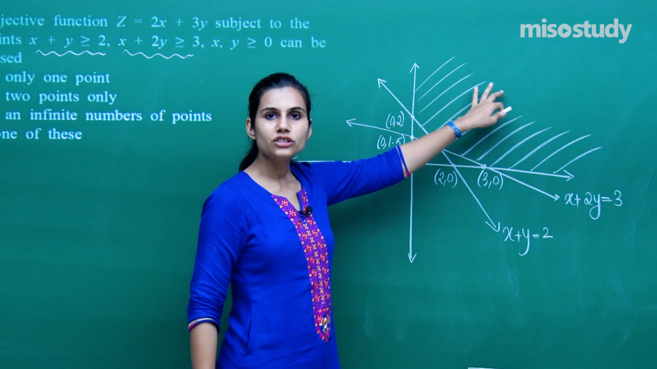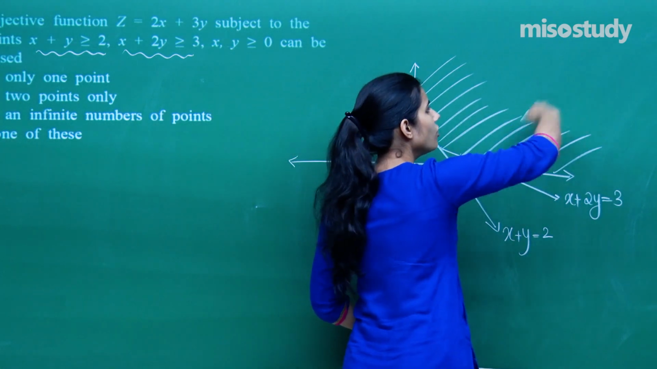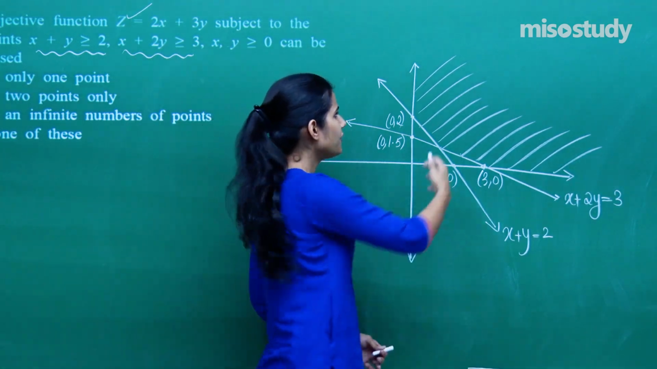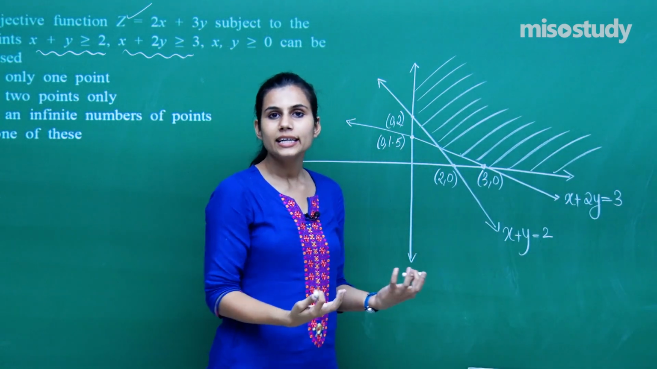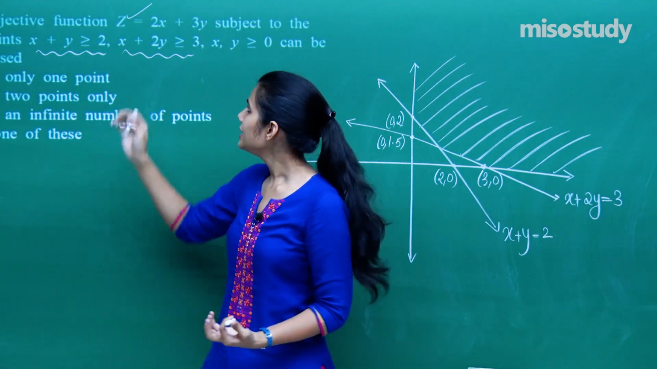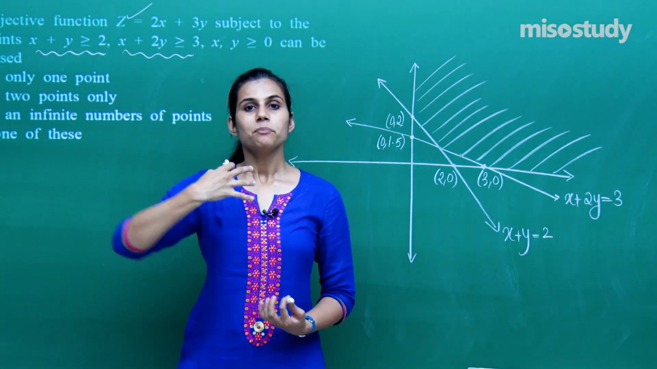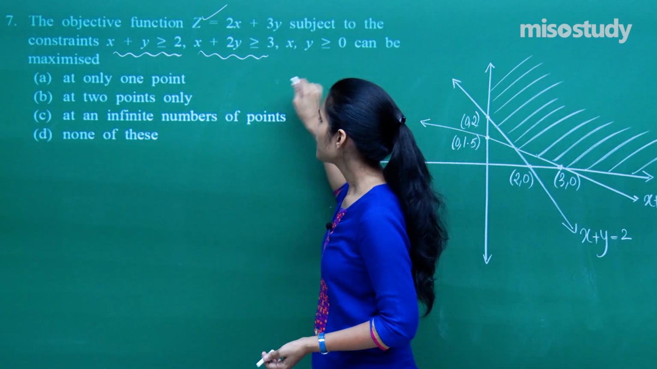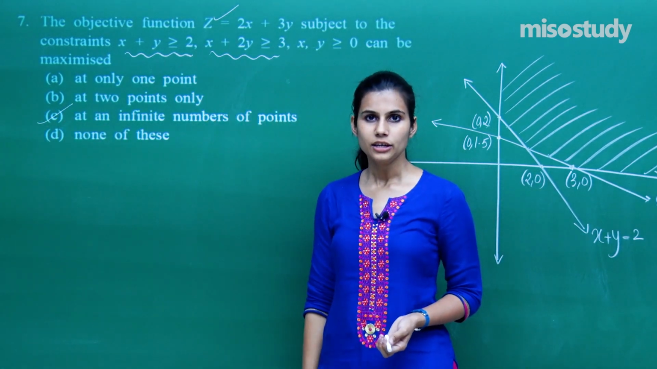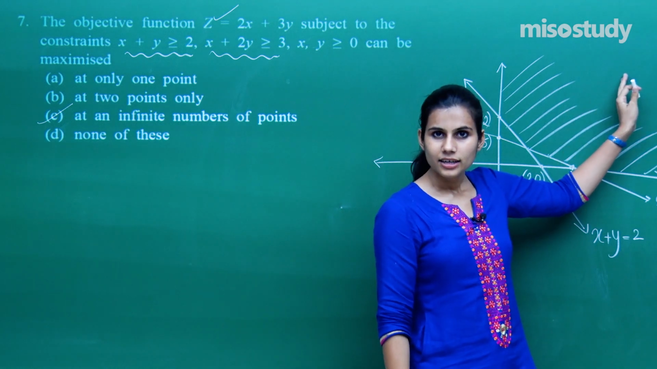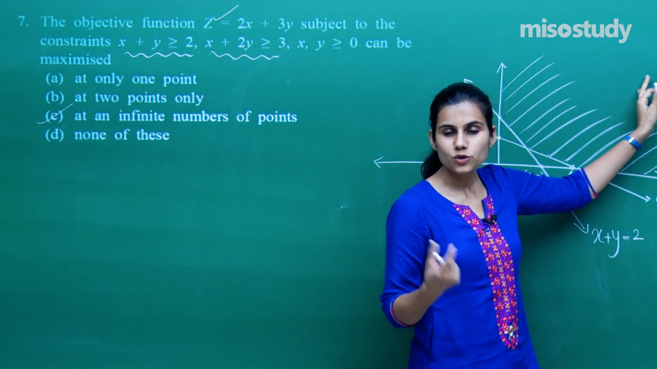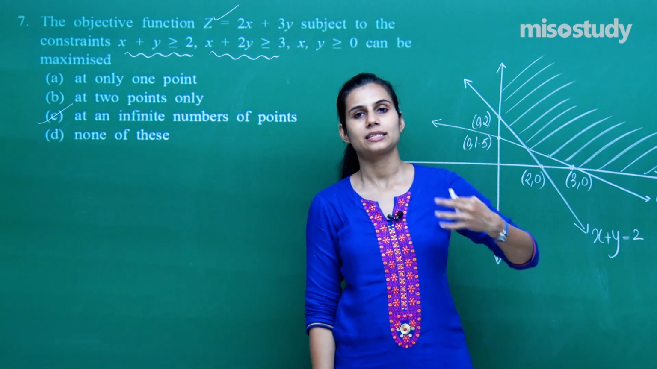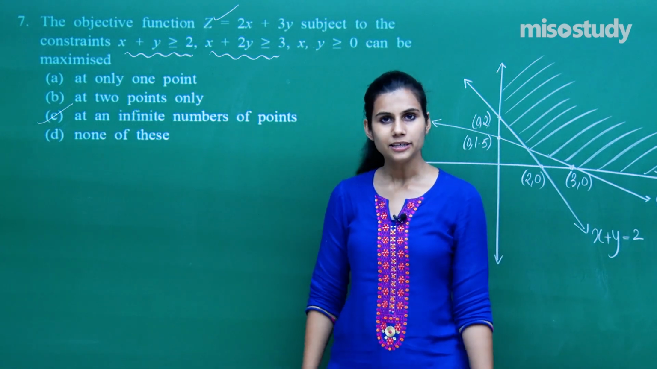You know that this is an unbounded region in the first quadrant. You know that the farther I go, the larger the value of the objective function I can obtain. As far as I go in the first quadrant, the coordinates x comma y are going to become larger and larger, and hence the value of z is going to become larger and larger. So I can maximize my z as much as I want. That means the objective function can be maximized at an infinite number of points, right? Because as I go ahead, the x coordinate or y coordinate keeps on increasing, and hence the value of z keeps on becoming larger and larger. So I can maximize it at infinitely many points.